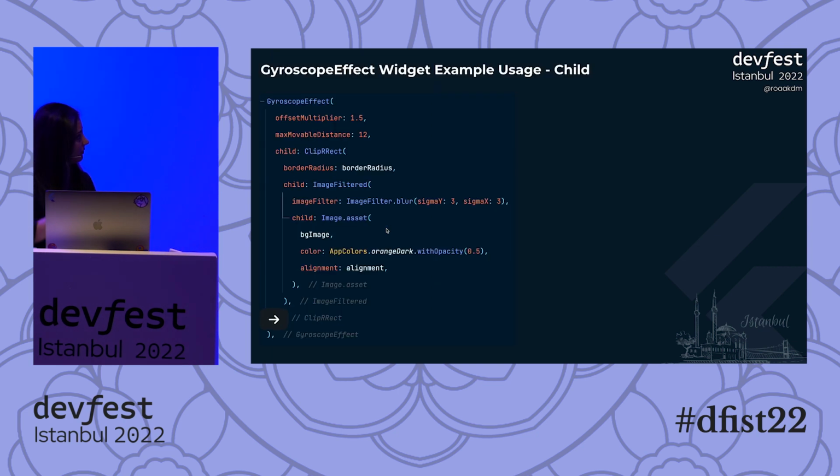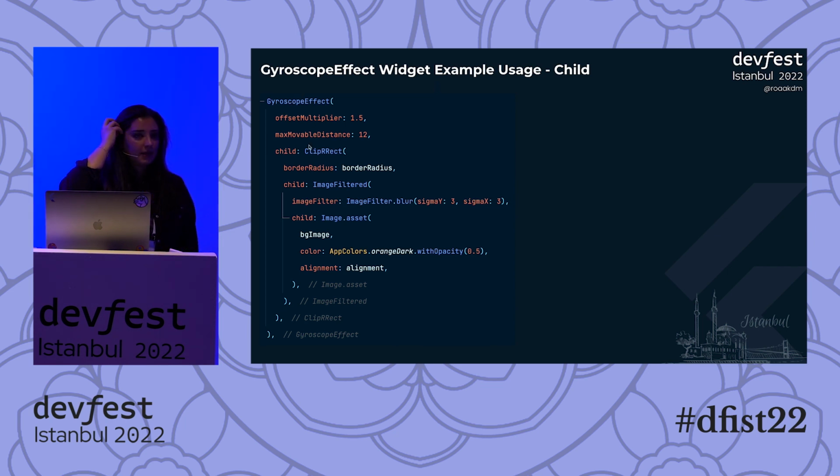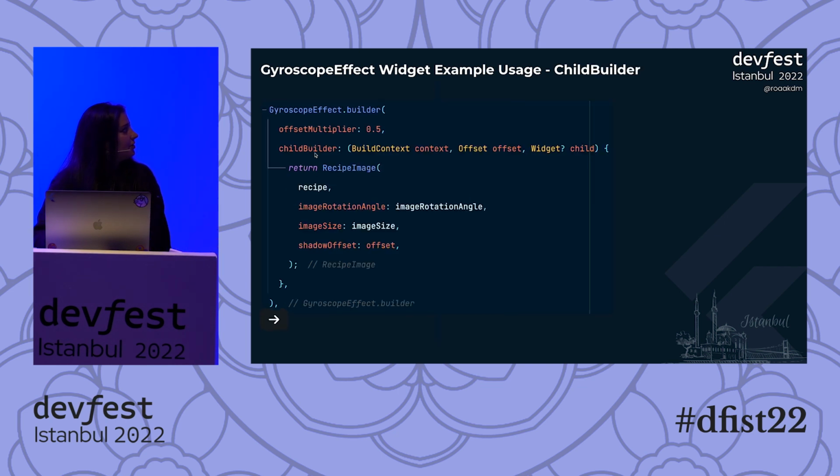This is how we can use it with the child widget. It's just a gyroscope effect widget. You give it a child, and it will move with it. So imagine whatever widget you have and you want to move it, you can use it like this, and it's very easy. Or you can also use the builder, which gives you the offset, and you can then provide the offset to the child widget.